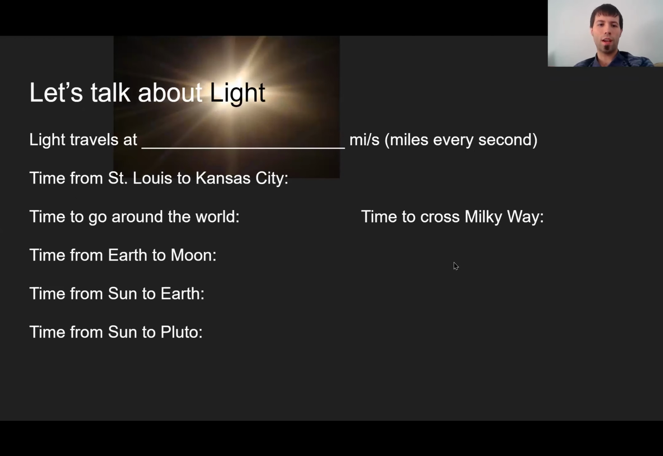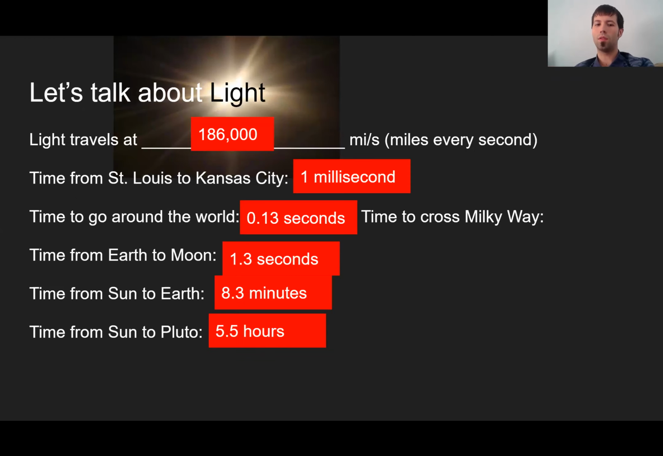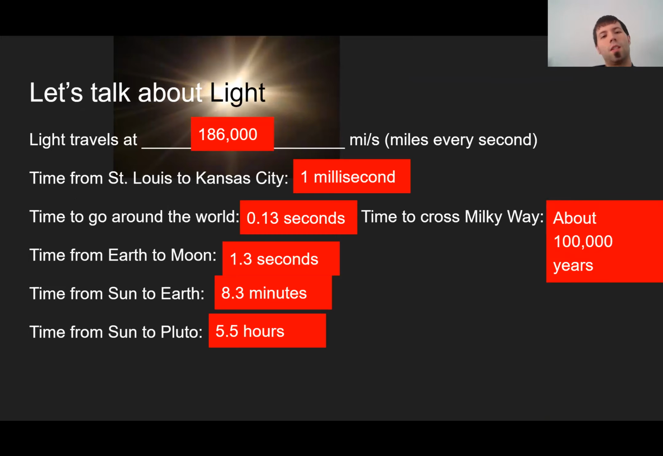There's also some other fun facts here about light, how fast light moves. I'm not going to go through all of them just to keep this video as brief as I can. But if you're going the speed of light, it would take you about 1/1000th of a second, or 1 millisecond, to get from St. Louis to Kansas City. At that very, very fast speed, it would still take you 100,000 years to get across the Milky Way. So the Milky Way is unimaginably huge. And like I said, the Milky Way is just a small part of our universe. So it's really hard to get a grasp on how big the universe actually is.